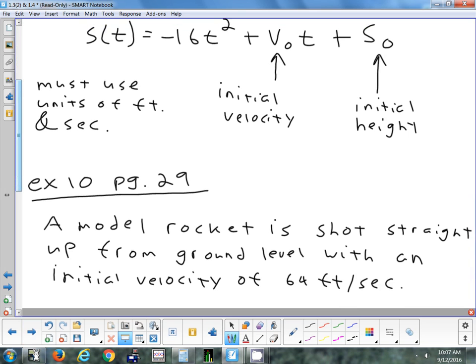Okay, so the example we're going to do is a rocket being shot straight up from ground level. So ground level tells you something. And the rocket has an initial speed of 64 feet per second. And I'm going to find a couple different things out.